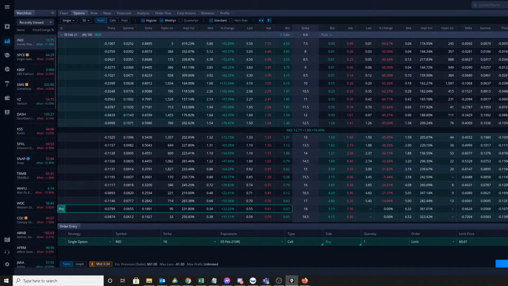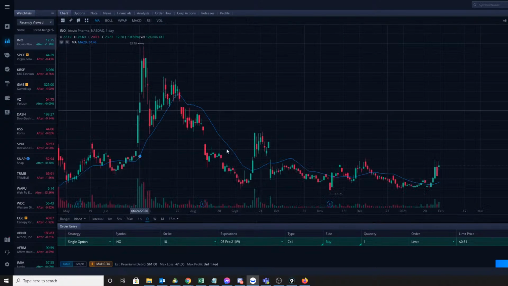So with this particular trade here on INO, I'm going to be looking for 20%. One of the reasons why I identified this one was looking at it on the daily chart. It looks like it wants to break out above this resistance here and push higher and test these levels that it's made previously. So that's one particular stock.